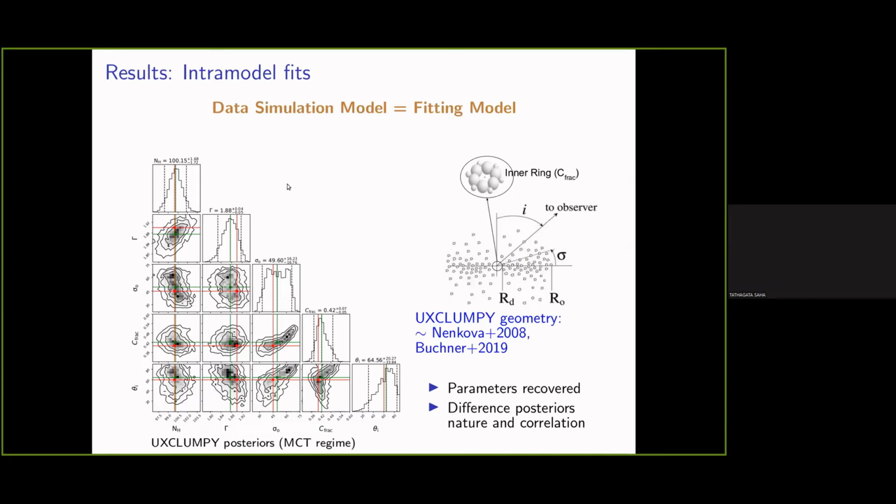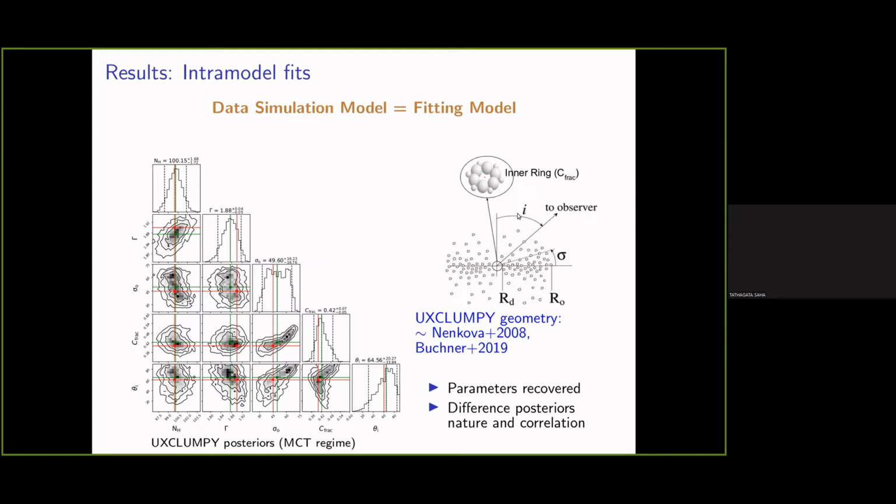So yeah, the results from intramodel fits. This is an example of fitting from the model called UXCLUMPY, which is a clumpy torus model. The distribution of the clumps in this model is based on a Gaussian, so more clouds are congregated near the equator compared to near the poles. And at the very center, you have an inner Compton-thick ring, which is optional, but we simulated data with it and also performed the fitting. And at the very center of this ring, you have the X-ray source.